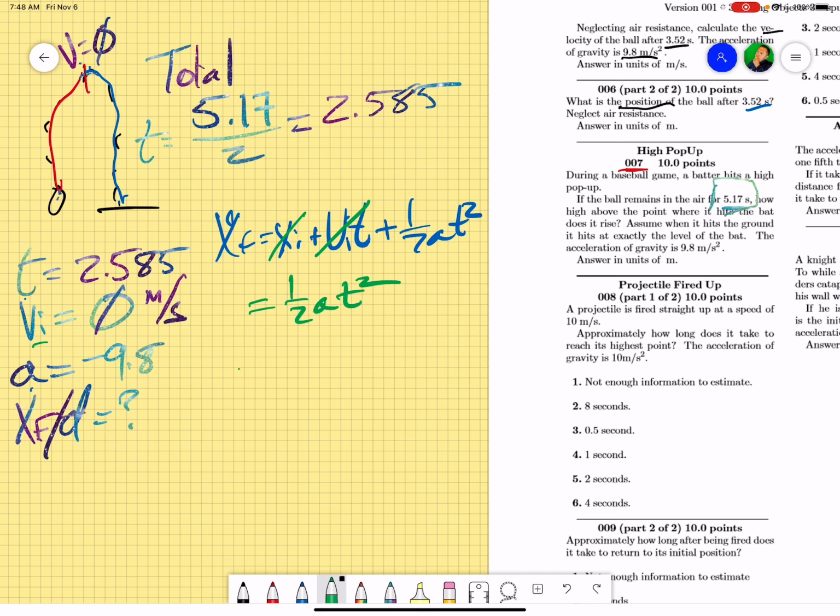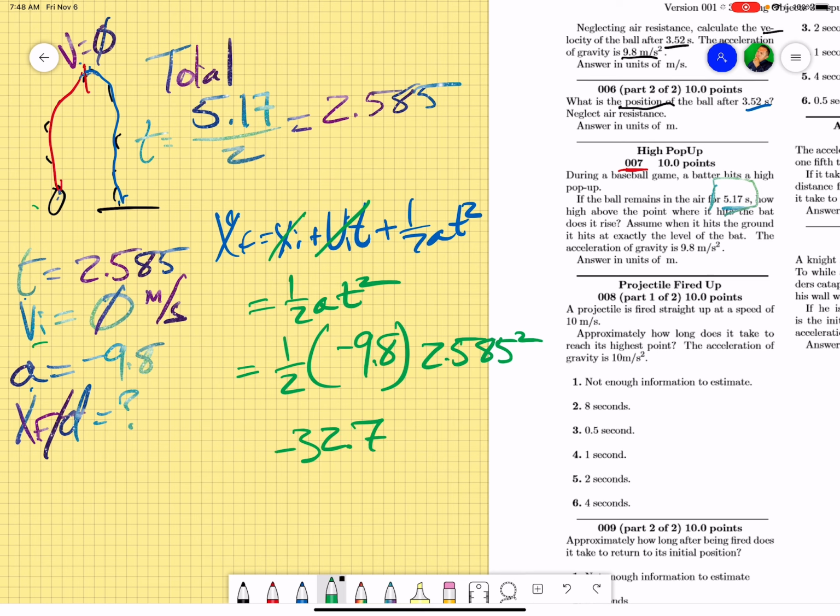I'm going to plug that in. So 1/2 times negative 9.8 times 2.585 squared. And I'm going to multiply it out in my calculator. So again, 0.5 for the 1/2 times negative 9.8 times 2.585 squared. And I get for my answer negative 32.74.